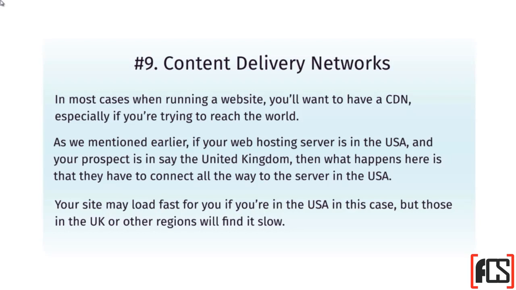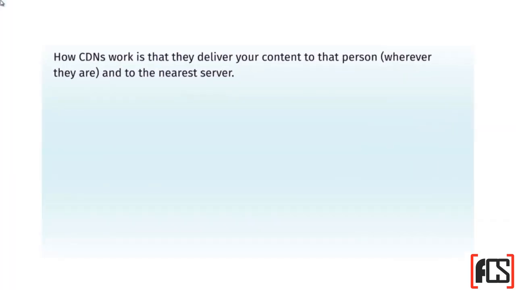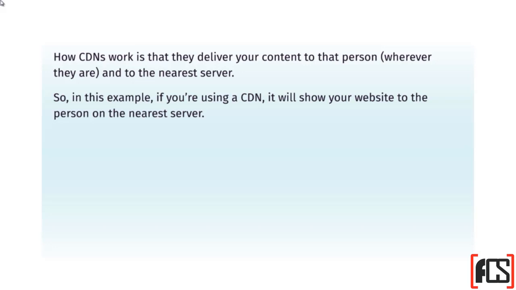So if you change your web hosting to a specialized WordPress hosting and you add a content delivery network and you implement the elements that we talked about to make sure that your site is not too big, those few things there can actually speed up your whole site. So how a CDN works is they deliver the content, in this case, to that person through the closest server to them. As we mentioned in this example, if you're using a CDN, it's going to show your website to that person through the closest server. So it really makes life a lot better for your visitors no matter where they are.